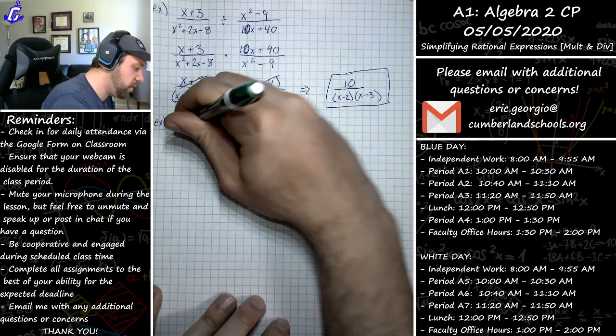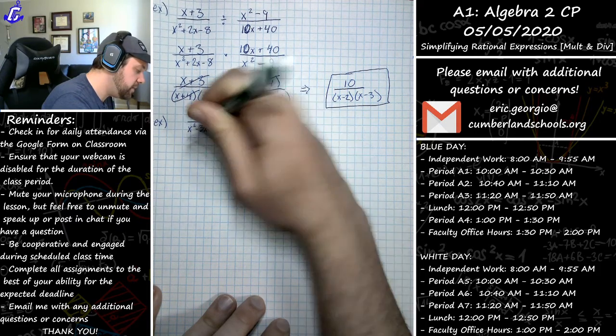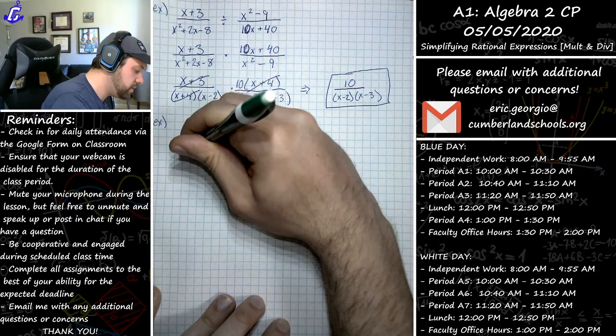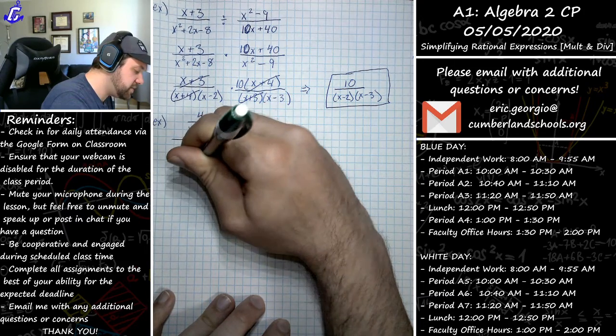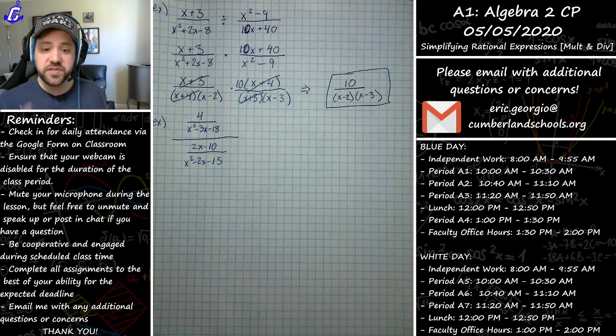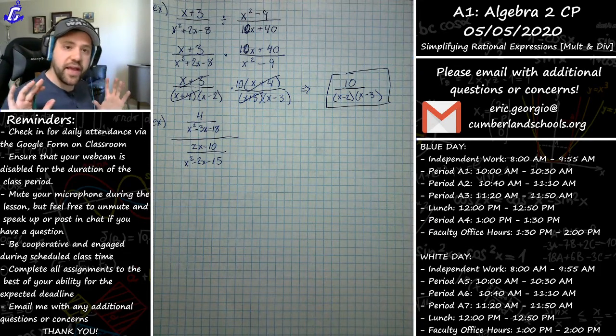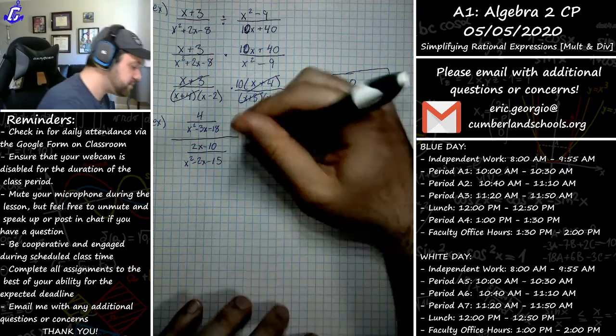If I have 4 over x squared minus 3x minus 18, all over 2x minus 10 over x squared minus 2x minus 15. That is a problem that looks super scary at first glance, but we can approach that no problem. Let's just multiply by the reciprocal.